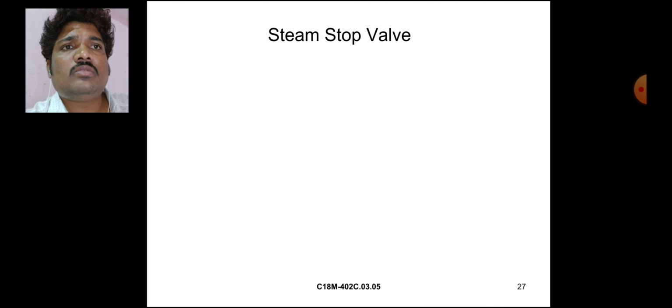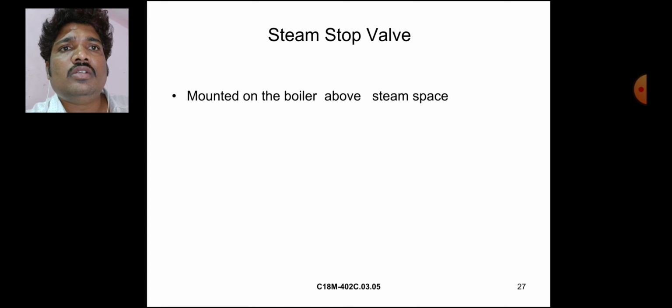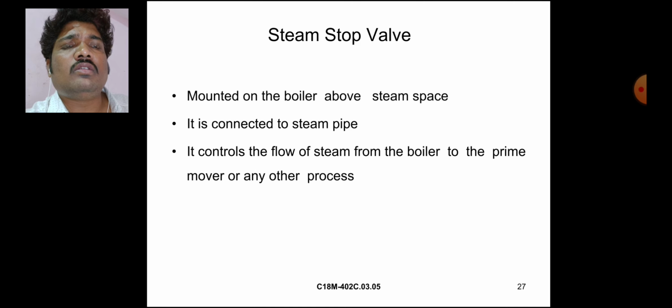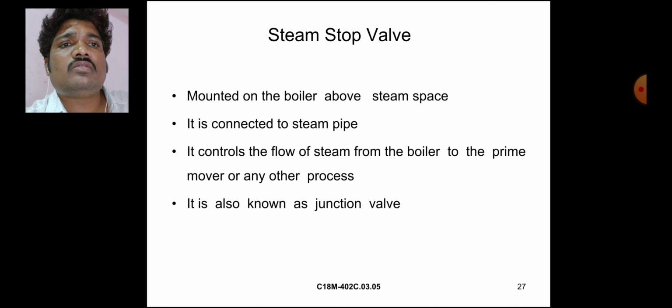Next, we discuss the steam stop valve. It is mounted on the boiler above the steam space and connected to the steam pipe. It controls the flow of steam from the boiler to the prime mover or any other process. It is also known as the junction valve.